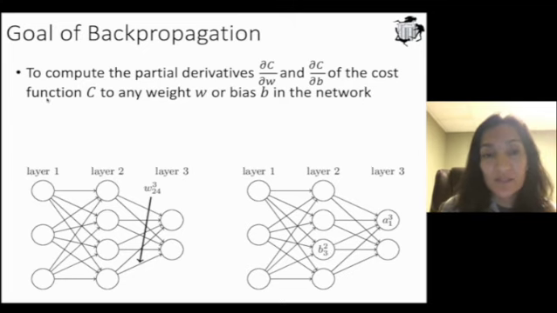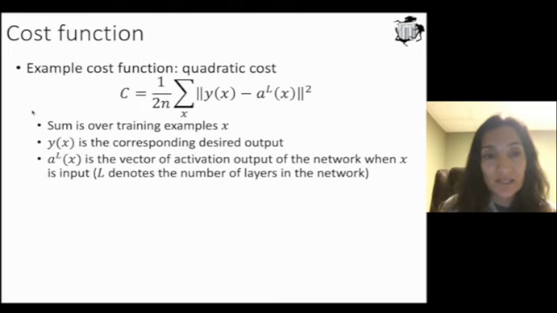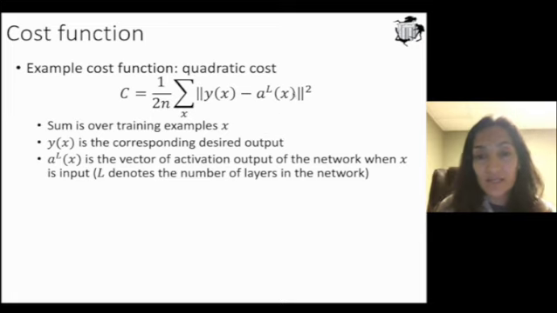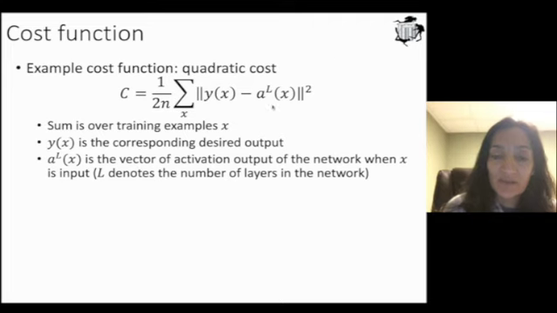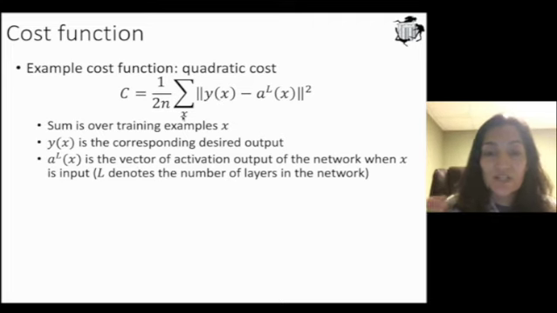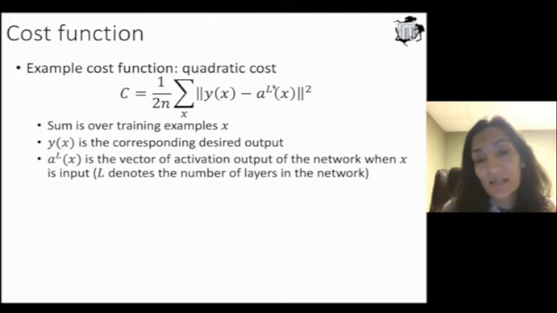Now the goal of backpropagation is to compute the partial derivatives of every weight and every bias in the neural network with respect to the cost function. The cost function is, of course, a function that compares the desired output of the neural network with the output that the neural network is actually giving right now as part of the activations of the final or the capital Lth layer. Here we see an example of the quadratic or the mean squared error cost, where for every training example, you're taking the desired output minus the neural network output and squaring it and then taking an average.